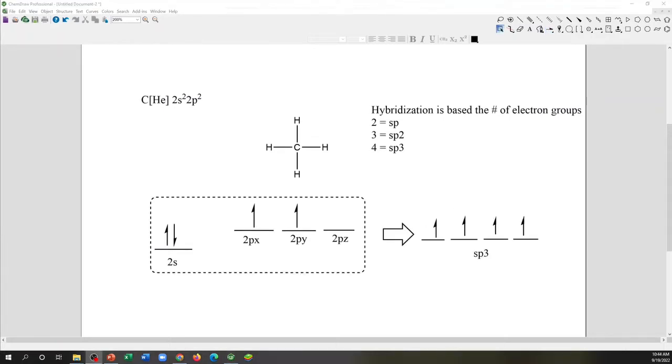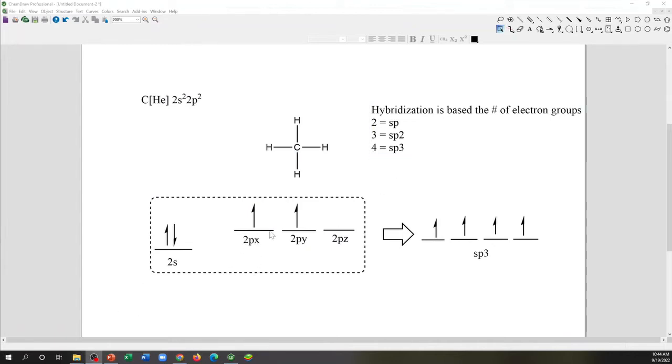Once we hybridize our orbitals, what we do is we take all 4 of these orbitals and we blend them up. sp3 hybridization means that you grab the s and all 3 of the p's. sp2 hybridization, which we'll see later, is where you take an s and only 2 of the p's, and sp is where you take the s and 1 of the p's. For this carbon, because it has 4 electron groups, it's sp3 hybridized.